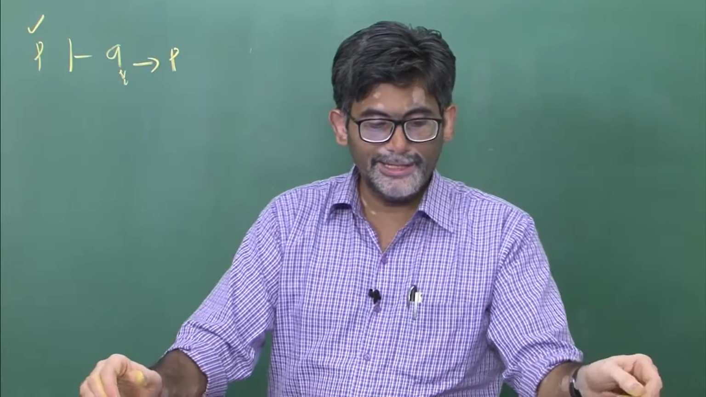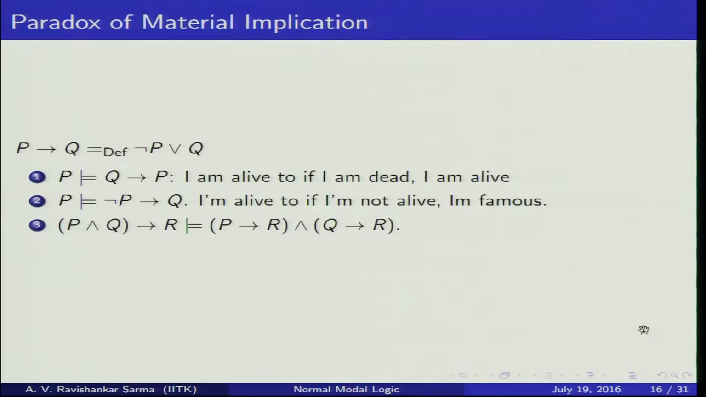Simple examples can be like this: if P stands for I am alive, and Q stands for I am dead, then from P it follows that if I am alive today, then I am alive follows from I am dead. It seems to be counterintuitive to us.